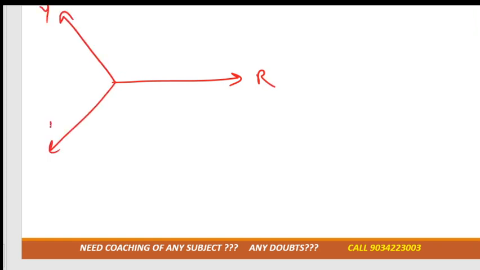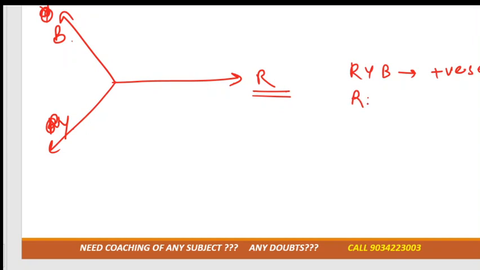Now we'll take VRN as a reference. Always just take the sequence like this: R, Y, B. If we take R, Y, B, then it is known as the positive sequence, and if we go R, B, Y, then we consider it the negative sequence. And we'll always consider R as the reference.